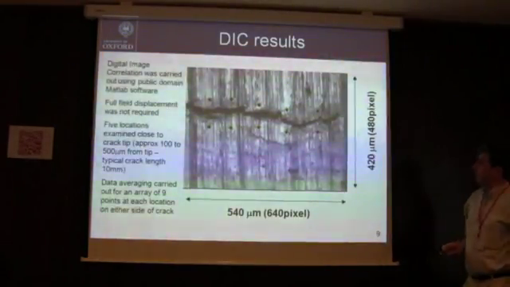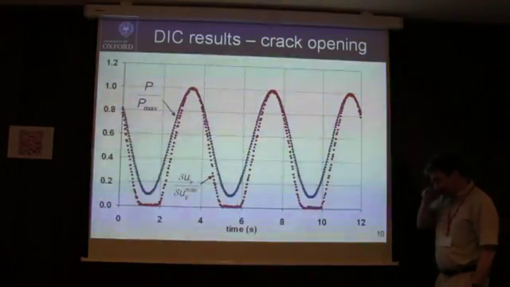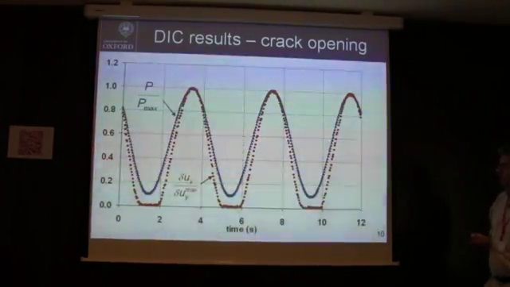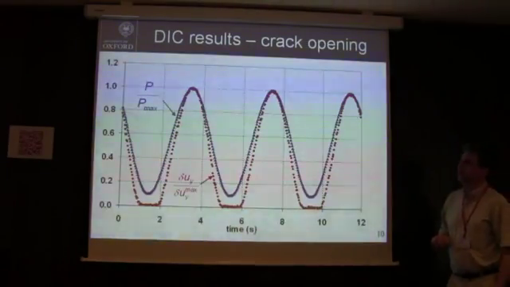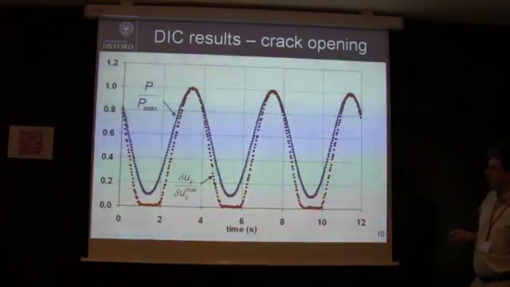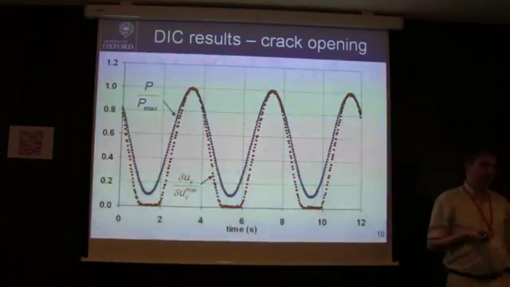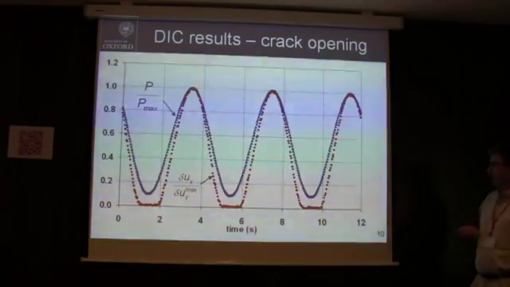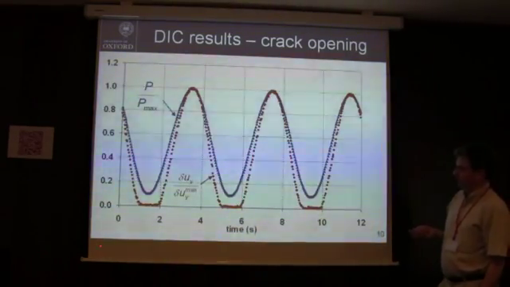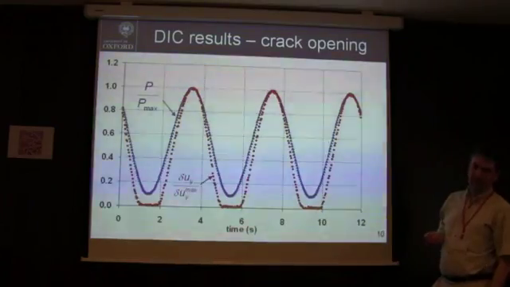Okay, so that's what we're doing. This is a typical sort of output of that analysis for a pair of points. What you can see in blue is the applied load, which, as you expect, is pretty sinusoidal. That's the loading. And the red is the displacement between a pair of points.